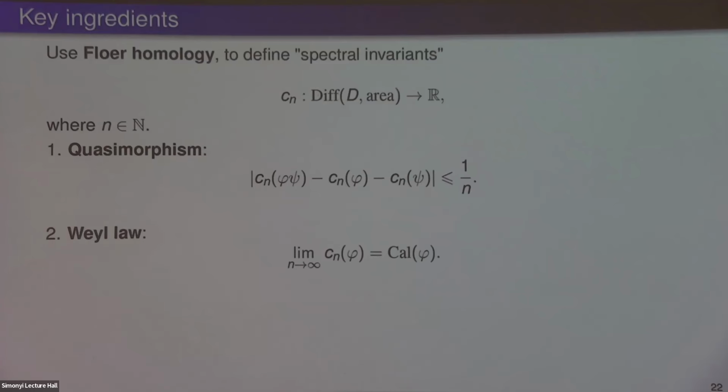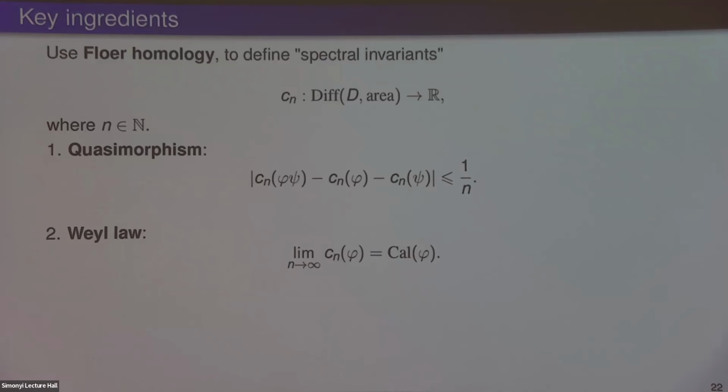Obviously, there has to be a connection between these invariants and the Calabi invariant if we want to extend the Calabi invariant. And the connection comes in the form of a Weyl law. The Weyl law in this particular setting gives us the following statement. You take an area preserving diffeomorphism phi, look at the asymptotics of these invariants. What you see in the limit is the Calabi invariant. And this is one of the miracles of Floer theory. Even that first line is, I think, a miracle of Floer theory.